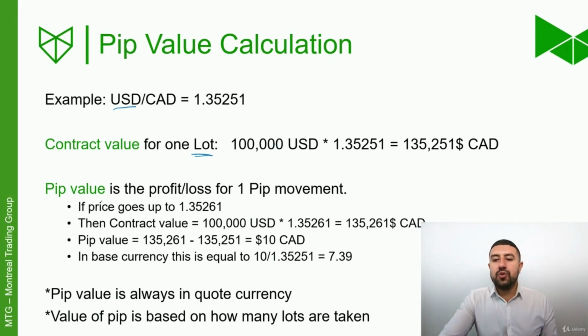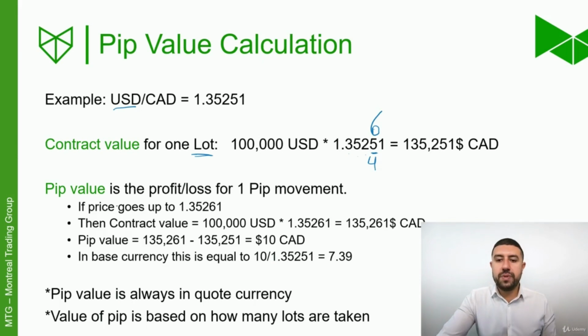Now, the pip value is the profit that you're going to make for each one pip movement. So what's one pip? We know that a pip is the fourth decimal place after the zero. So it's 1 here, right? So that's a one pip movement. So we want to know what happens if the price goes to 6 here instead of 5. So instead of having 5, it goes to 6, or it goes down to 4. It moves by 1 pip.